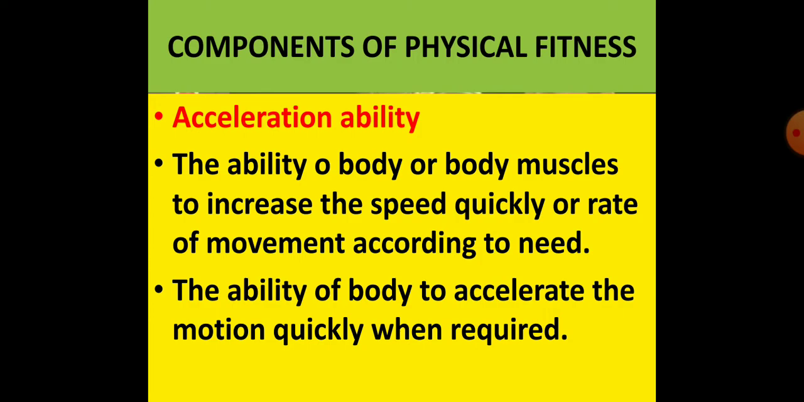There are different kinds of activities in sports, and an athlete can increase and accelerate their performance ability according to their practice or training. So acceleration ability means how we can speed up, because speed is performing the activities at a faster rate. It is the ability of the body to accelerate the motion quickly when required. Sprints, short distance races, are very good examples of this activity.